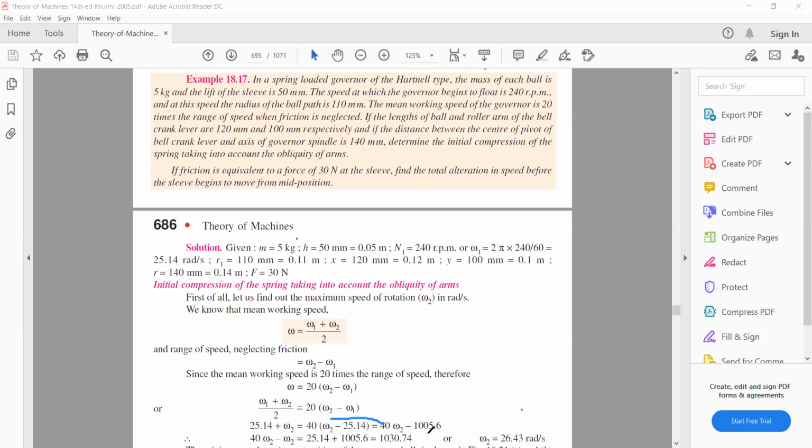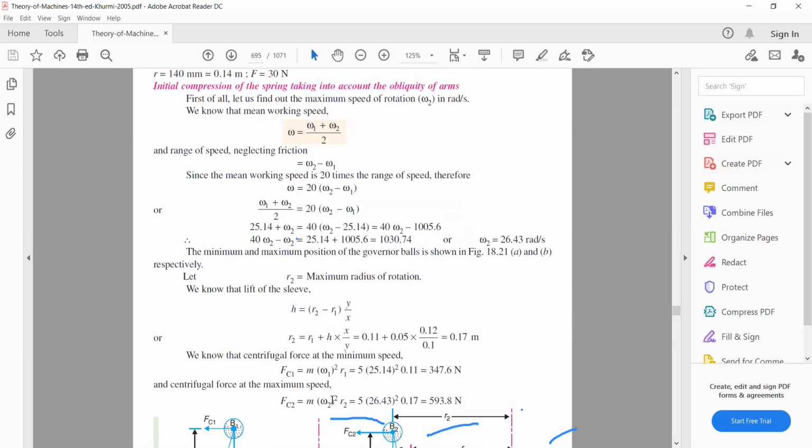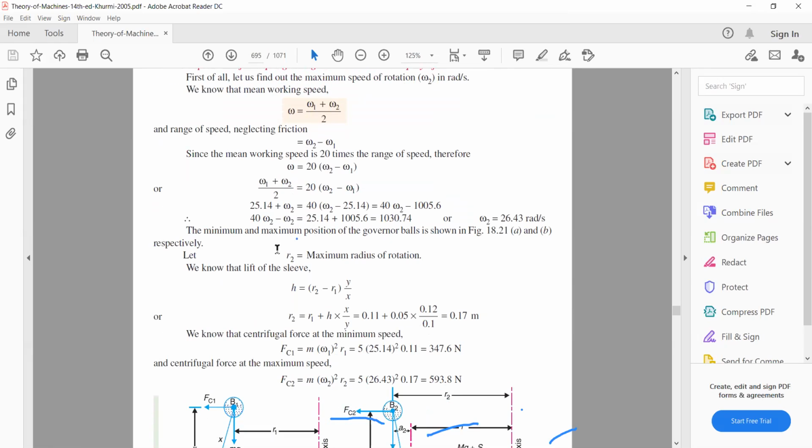Omega 2 is there. So omega 2 equals how much? When we make the calculation, it comes to 26.43 radian per second. So now the minimum and the maximum position of the governor balls is shown in our figure A and B.